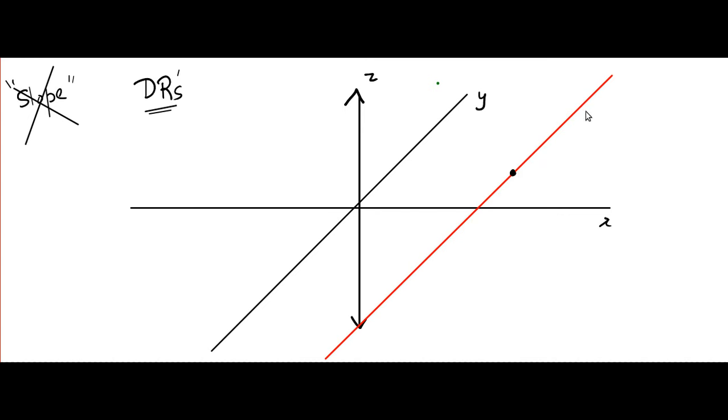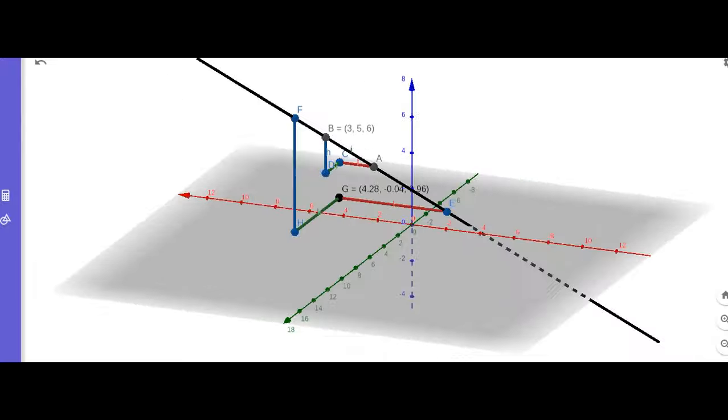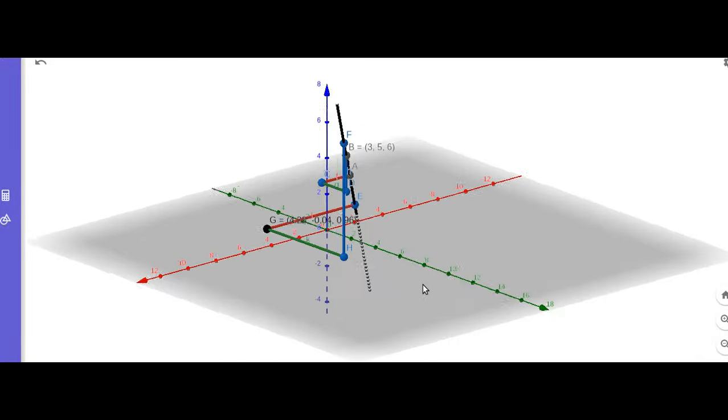Take any 2 points, anywhere. The line is infinite in length. You can take 2 points here, A and B. Or you can take 2 points here and here. Anywhere you like, you take 2 points, and find the projections, or if you want to be more exact, the length of the projections along the x-axis, along the y-axis, and along the z-axis. If you want to understand more, you can see it very clearly here.